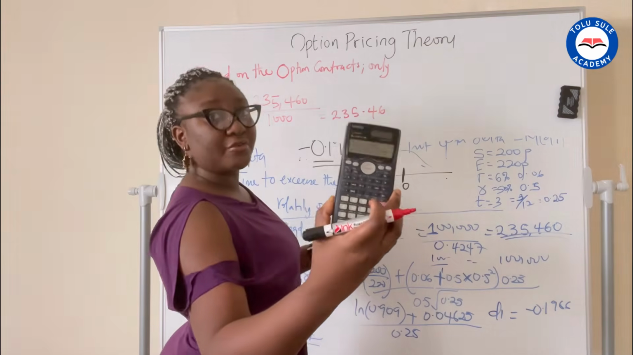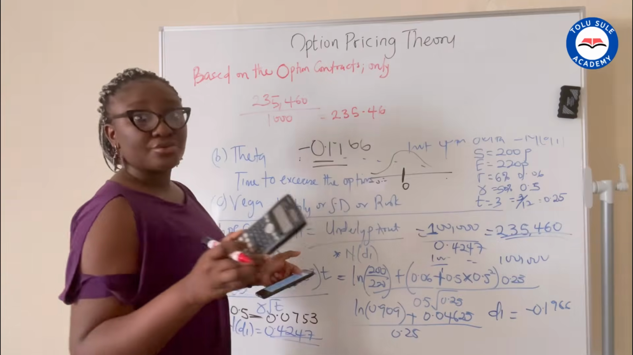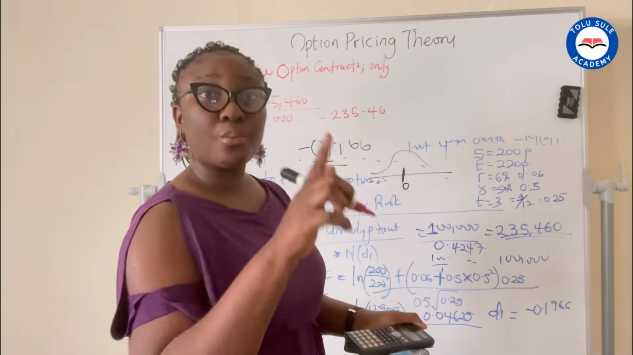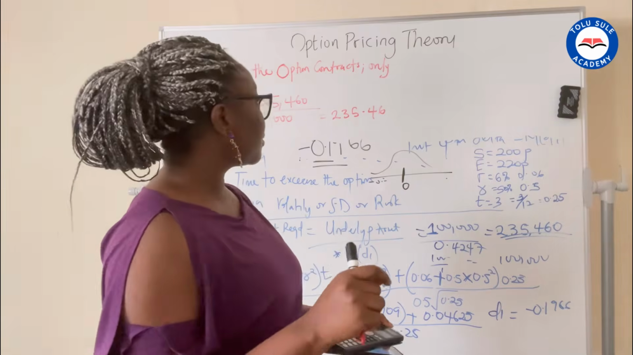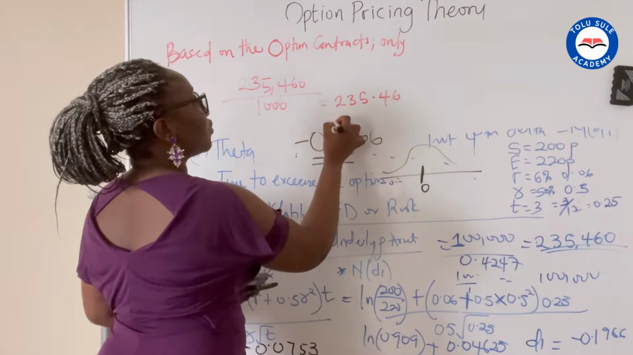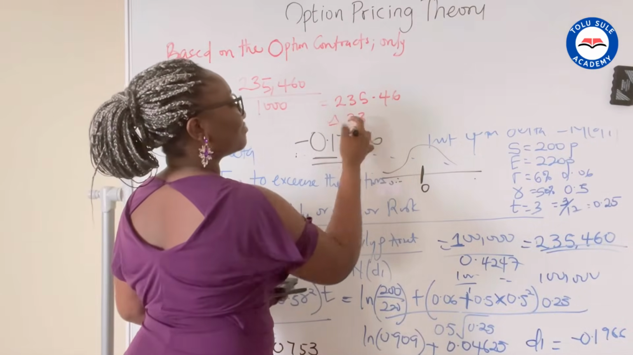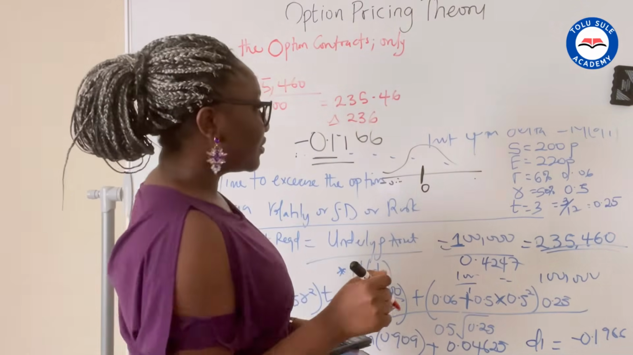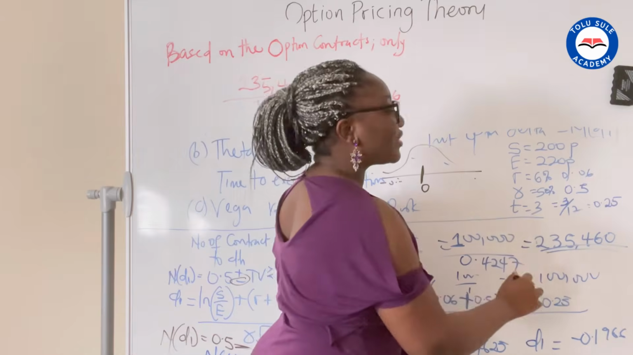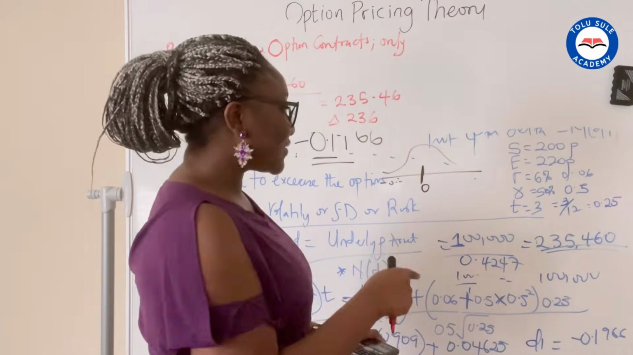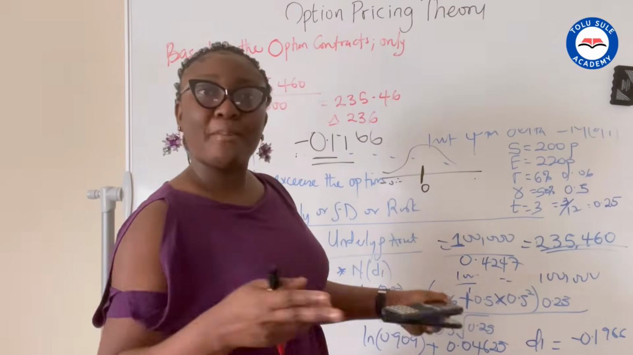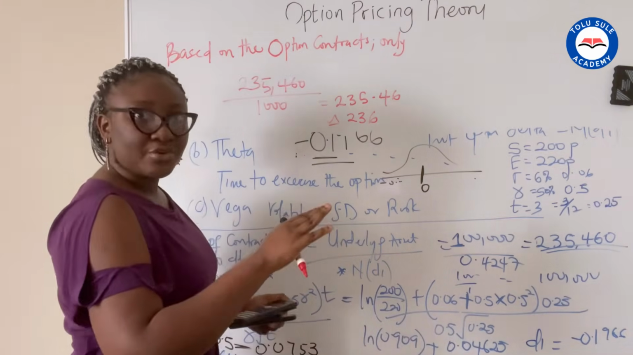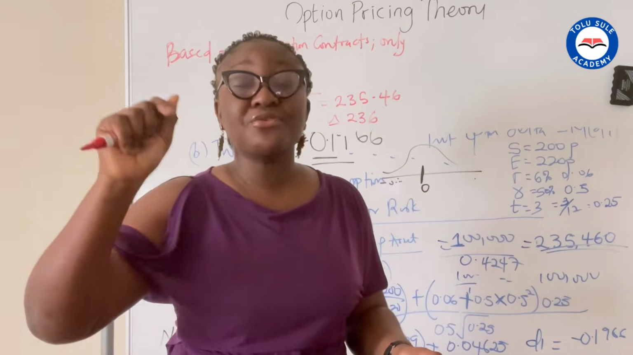So 235.46. But there's a rule in option contracts: you cannot approximate upward. You cannot round up and say, okay, then we'll buy 236 contracts. It's not the exact value. There are 235,460 contracts needed to hedge. If you buy this, what will happen to the rest? So you cannot round off. You cannot round up. You can only round down.